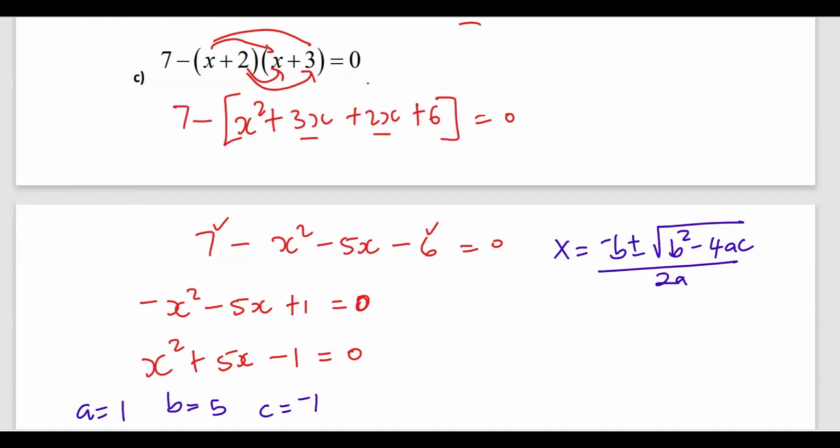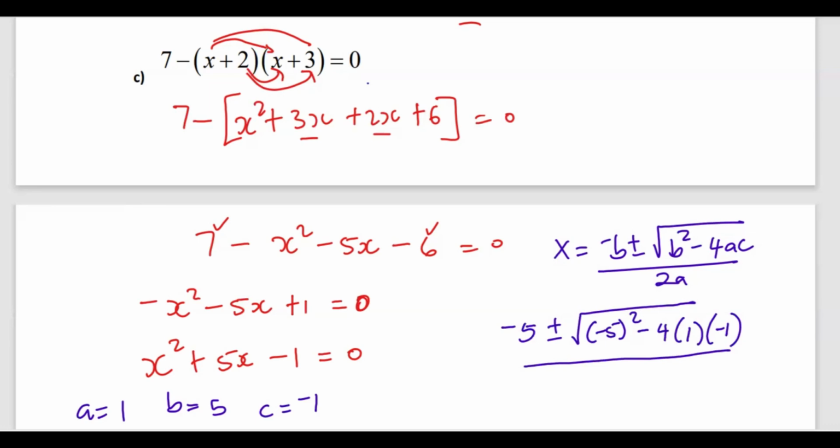All right, so let's use the calculator. We say it's going to be negative 5 plus minus the square root of negative 5 squared. Please put that in brackets, because if you don't, it's going to give us something different. Okay, so that's minus 4. Our a is 1, and then our c is a negative 1. This is all over 2 multiplied by 1.